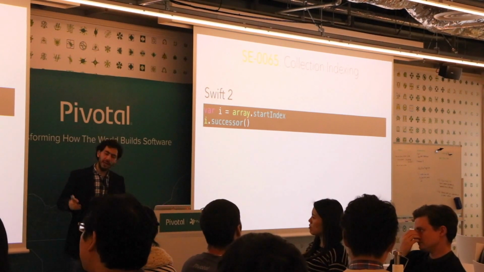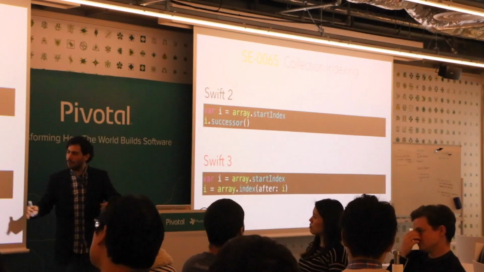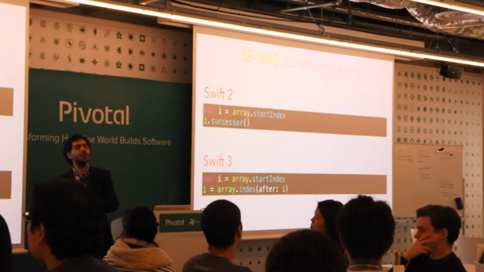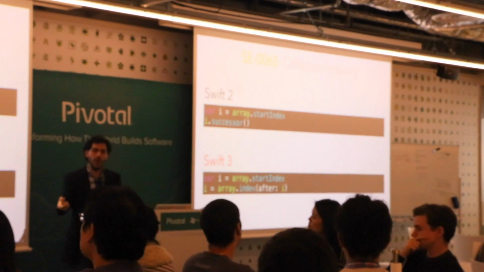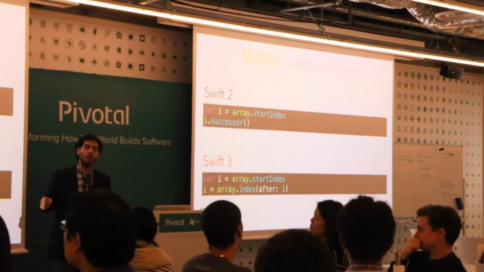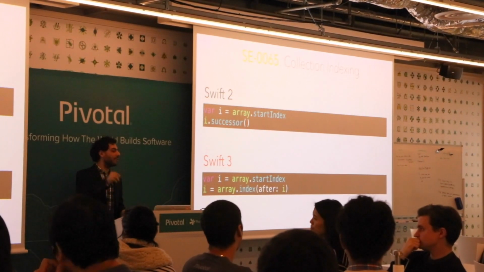So what they did is eliminate that, and now they're putting the context into the collection. So now you ask the array to give you the following or the previous value for the specific index you're passing. That way, you're making sure that you will always be within bounds.